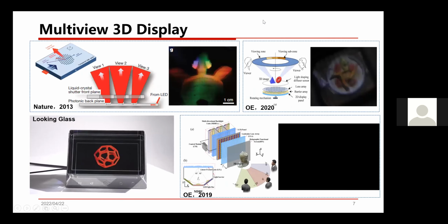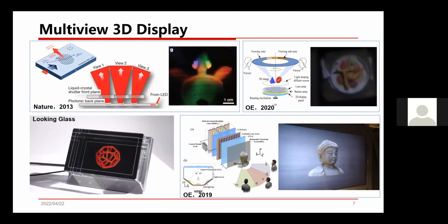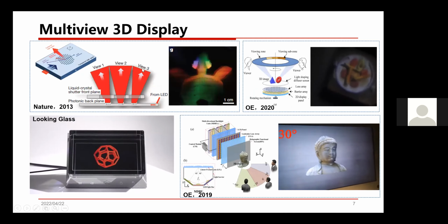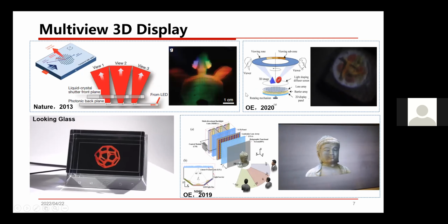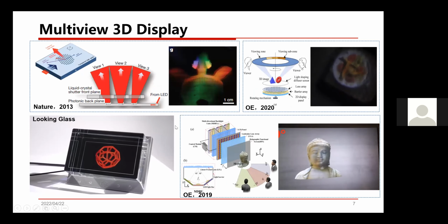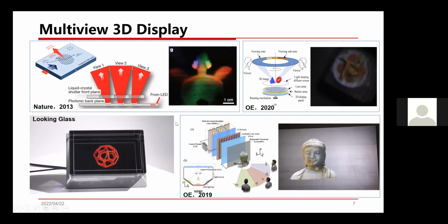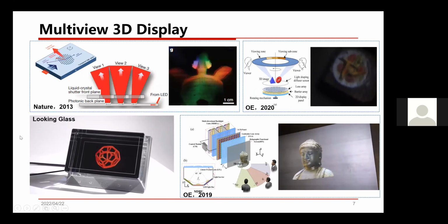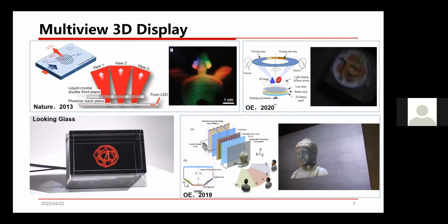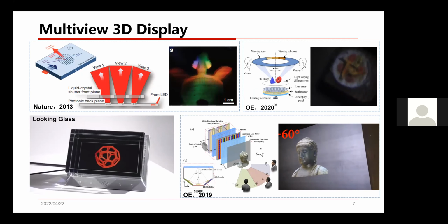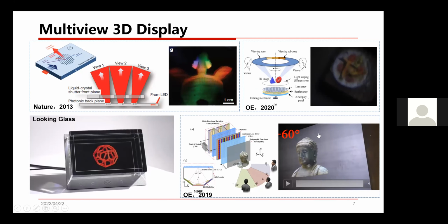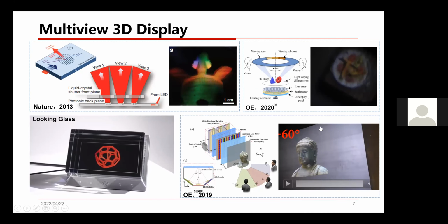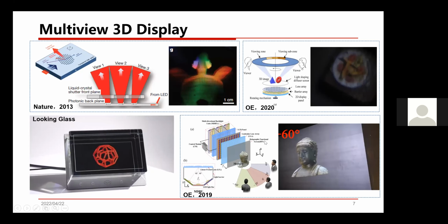In multi-view 3D display, there are lots of techniques. Besides the periodic nanogratings, there are other techniques, for example, parallax barrier and macro lens array. For example, this one is a product. It's already a product that we can purchase from the market. It's from Looking Glass. And this is two works published in OE with lenticular lens array. And it can achieve a large viewing angle.